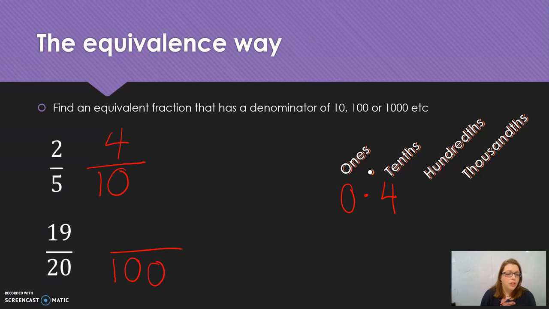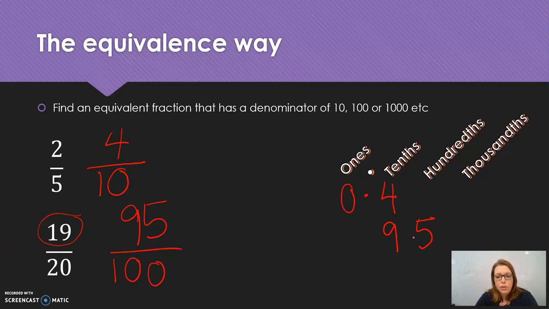In order to get from 20 to 100, I needed to multiply that by 5. So I'm going to also multiply my numerator by 5. 19 times 5 is 95. So now I've got 95 hundredths. I can put 95 hundredths into decimal form by saying 0.95. We've got 95 hundredths.